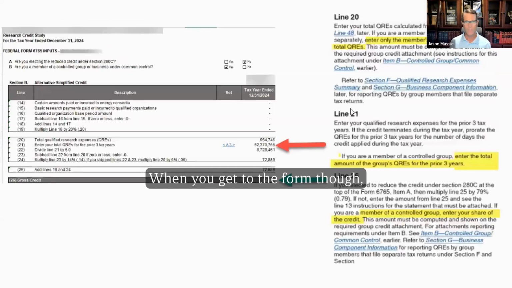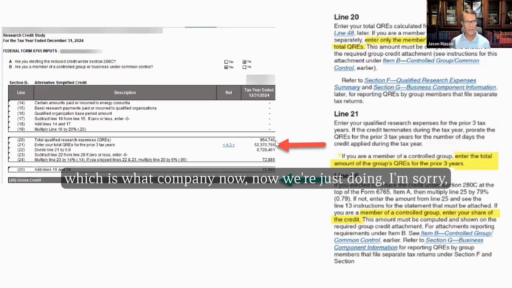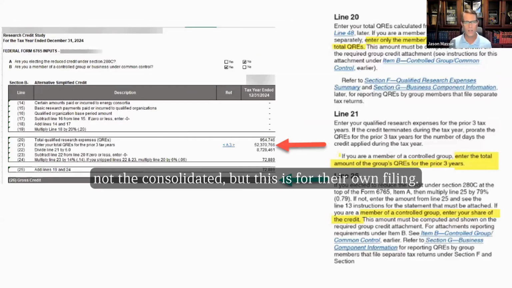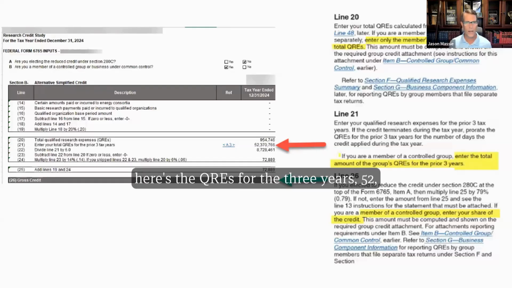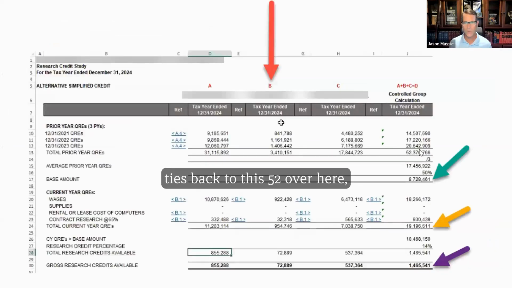That's great. When you get to the form, though, here's what a federal form looks like. It says total qualified research expenditures 954, which is what that company, I'm sorry, a member only has. QREs, not the consolidated, but this is for their own filing outside of the consolidated group. They had 954, but if you look here on line 21, it says here's the QREs for the 3 years, 52, which ties back to this 52 over here, which was the combined total.